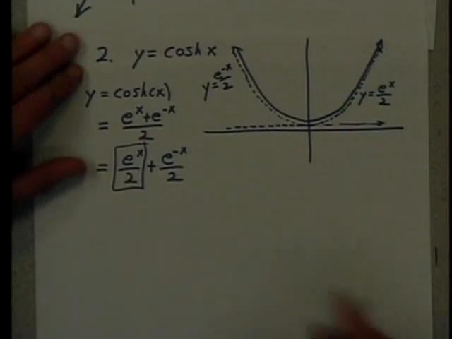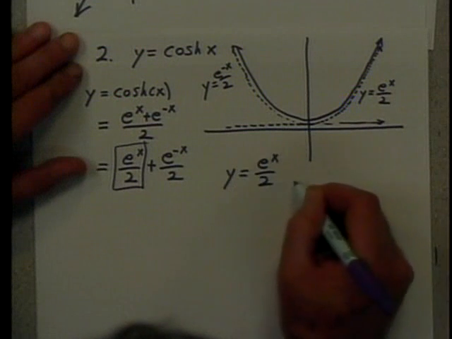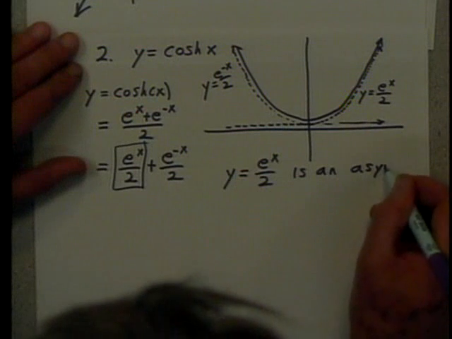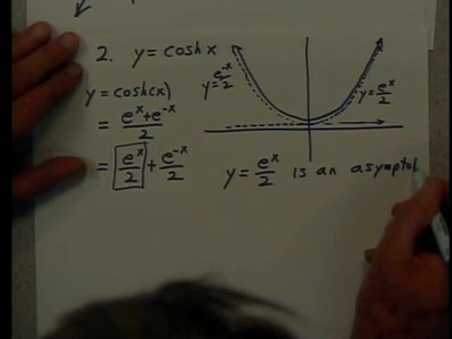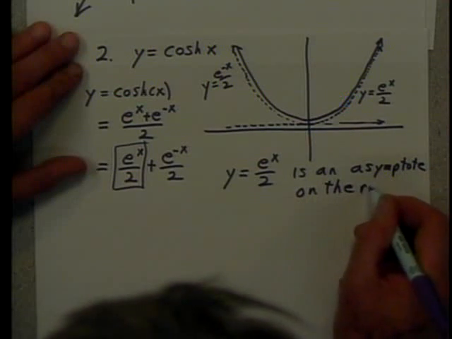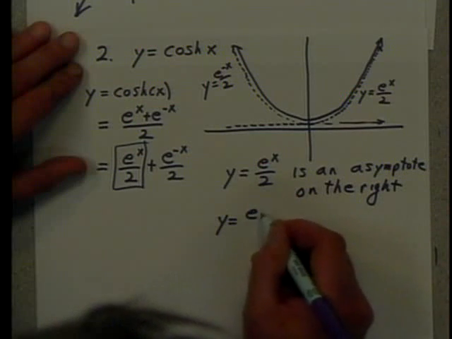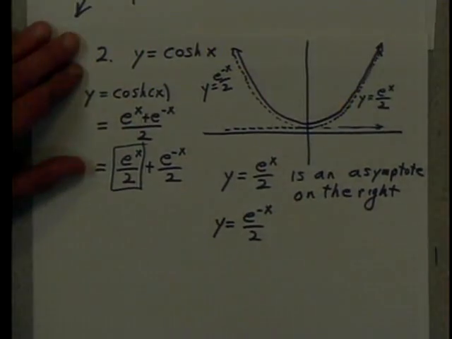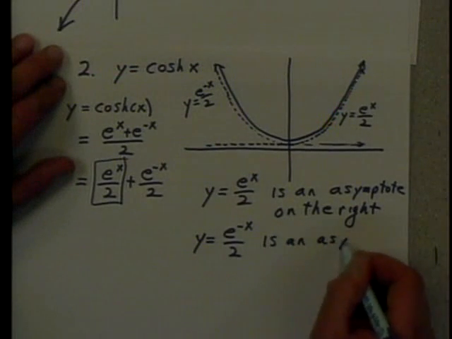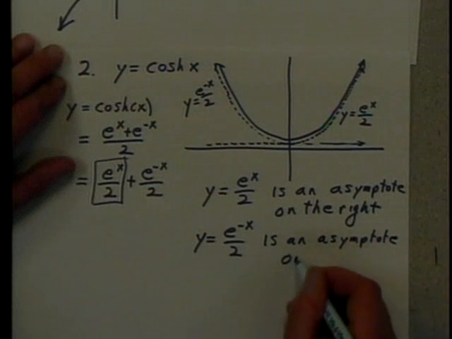So what's the point here? Y equals e to the x over 2 is an asymptote on the right. Y equals e to the minus x over 2 is an asymptote on the left.